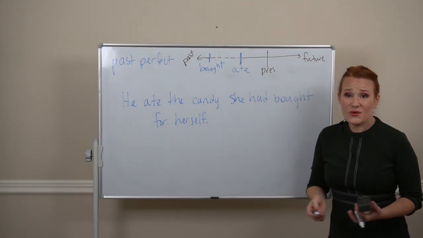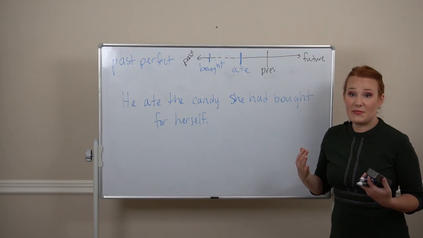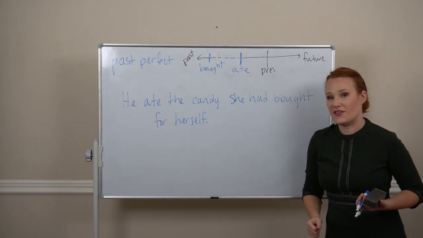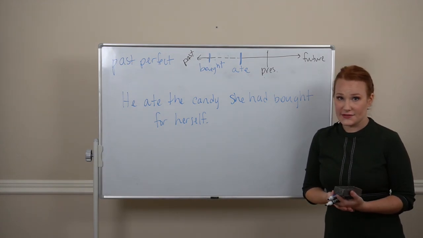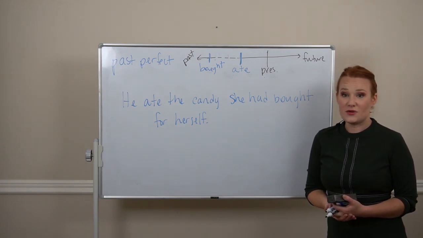So at its most basic, past perfect just tells us that something happened before something else happened in the past. All right, that's everything for past perfect for today.